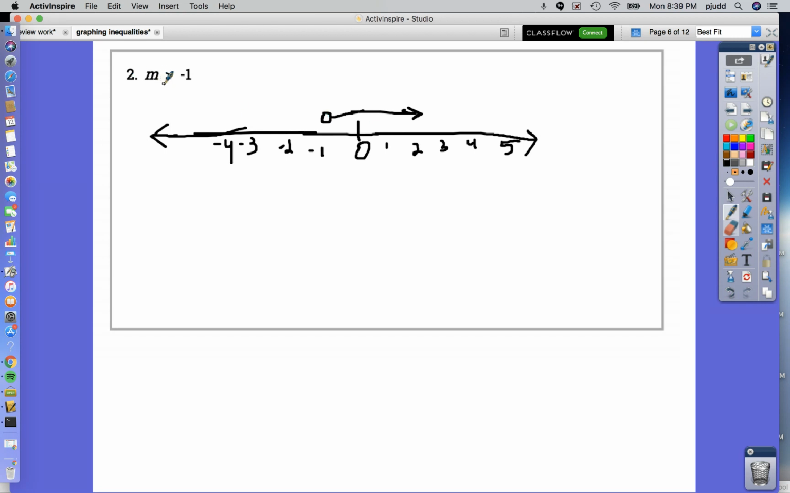m is greater than -1. So could it be -1? Could you hold that -1 in your hand? And if you left this as an open circle, you're absolutely correct. It's not greater than or equal to, it's greater than -1. So it cannot include -1 in its answer set.